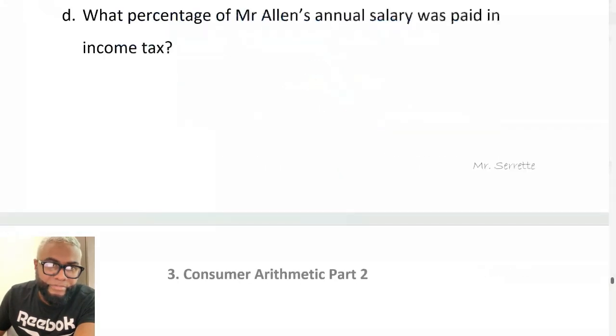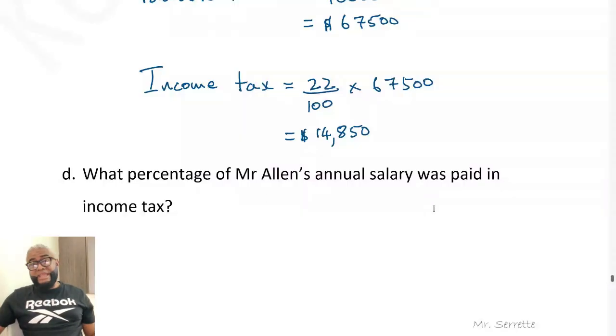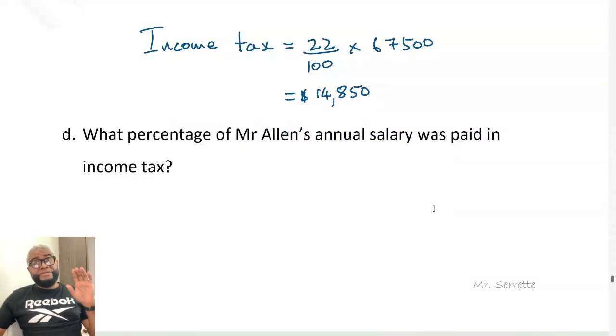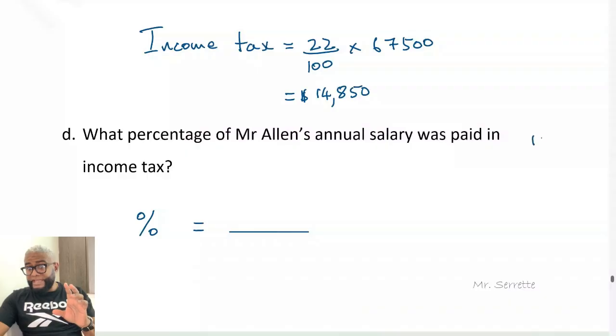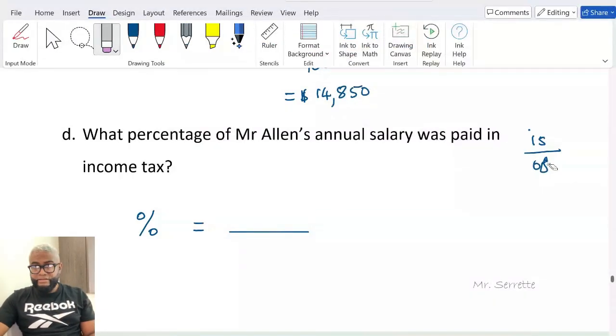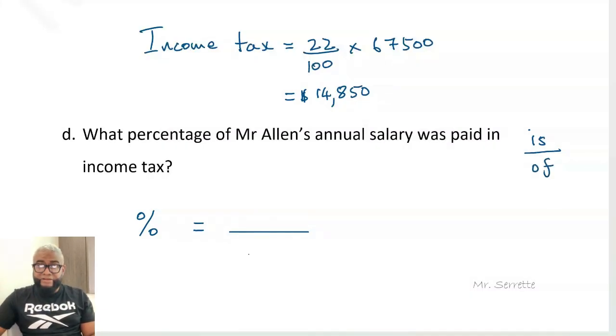There we go. What percentage of Mr. Allen's annual salary was paid in income tax? So this is percentage of what? So it's percentage off. You can immediately identify what's coming underneath because when you're working on percentage, it is whatever the is over the off, right? So the is over the off. They already said it's off his annual salary. So you know 90,000 is coming underneath here.